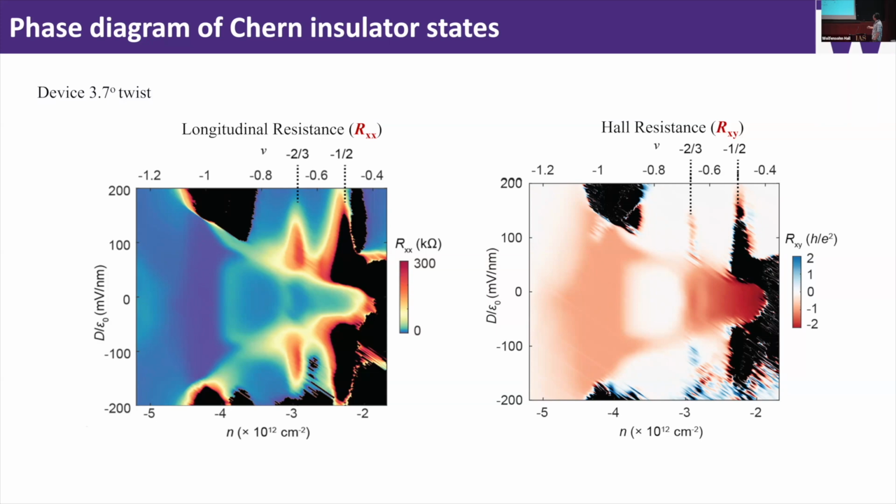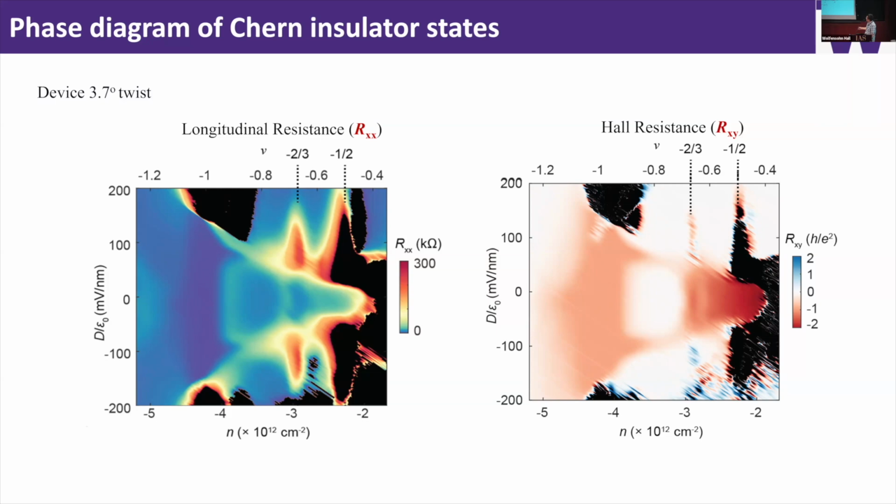And correspondingly, you will see Rxy also suppressed, but it's not vanishing. In this color scale, because we are in units of quantization, Rxx looks like it has almost vanished, but actually it's about a couple kiloohms. And Rxx is smaller than Rxy, but not vanishing. So this phase space, we call a ferromagnetic metal phase or anomalous Hall metal phase.